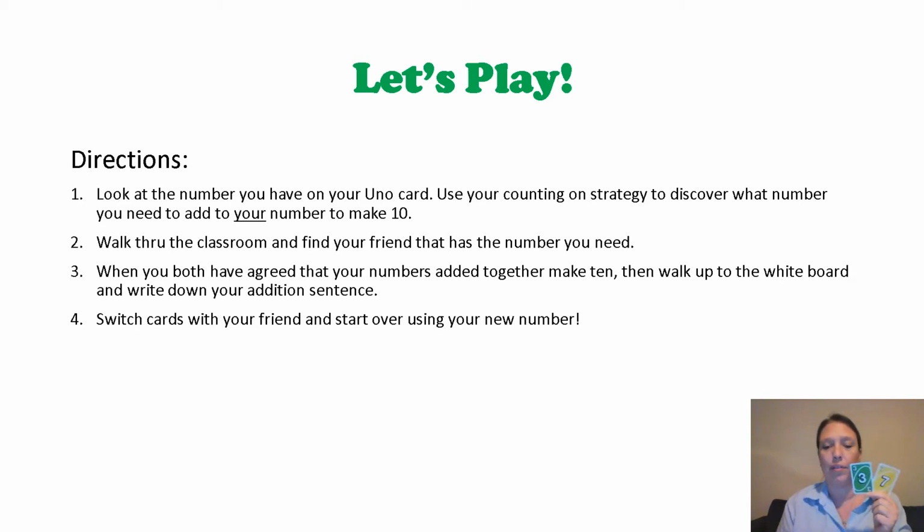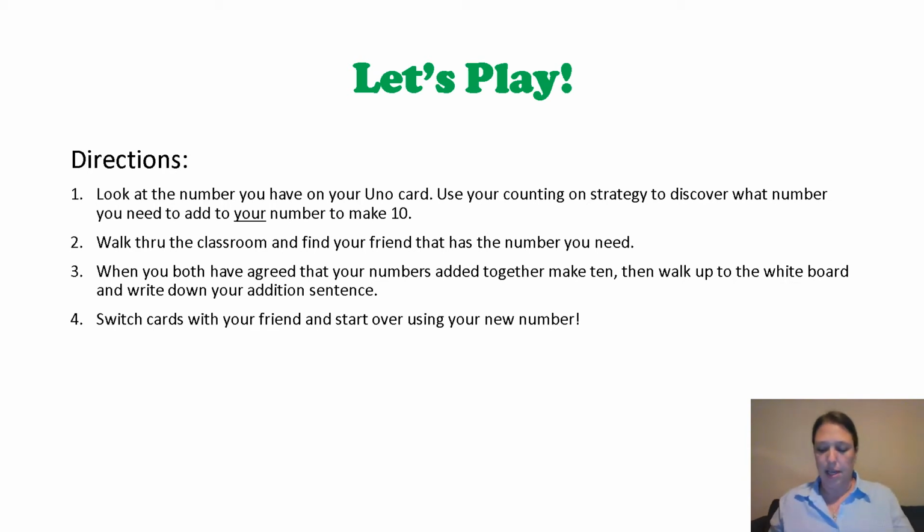Once you find that person, then you're going to go up to the whiteboard and write the addition sentence that you discovered. So I had a 7. I found a friend that had a 3. We're going to walk up to the whiteboard and we are going to write 7 plus 3 equals 10. Remember, the plus sign means to add the two numbers together. So let's do a few more examples of cards.